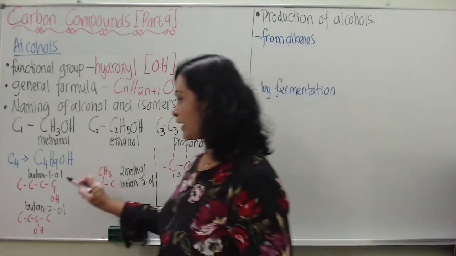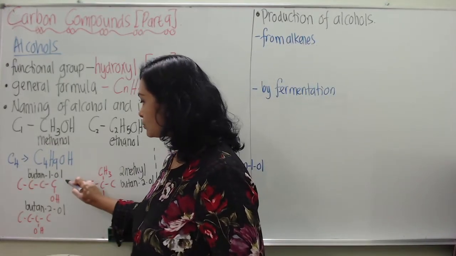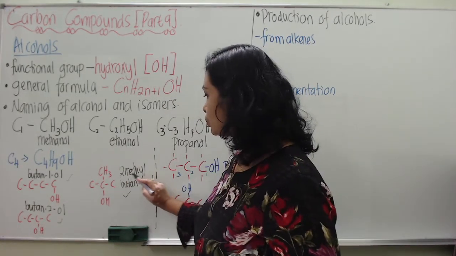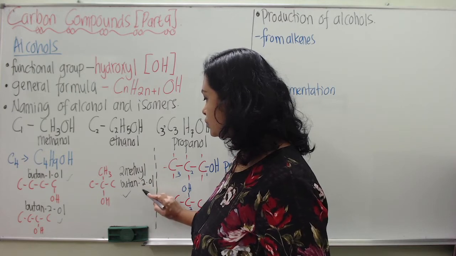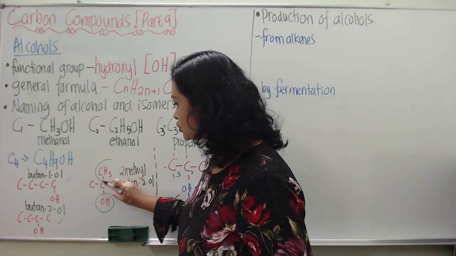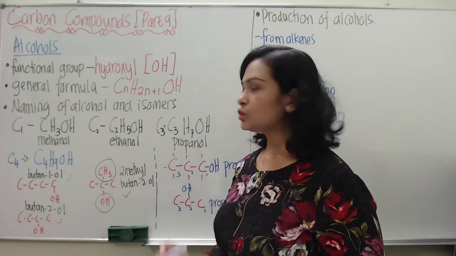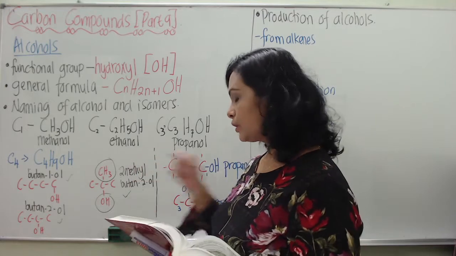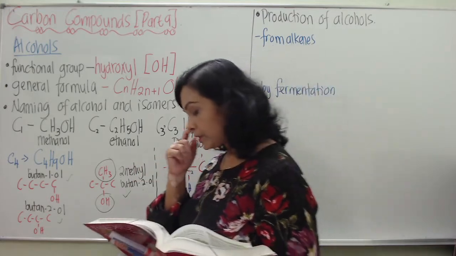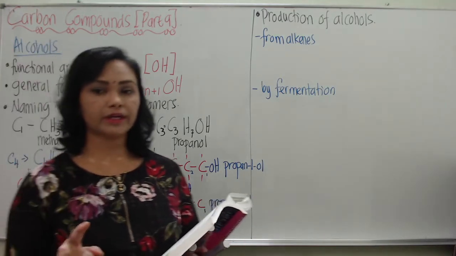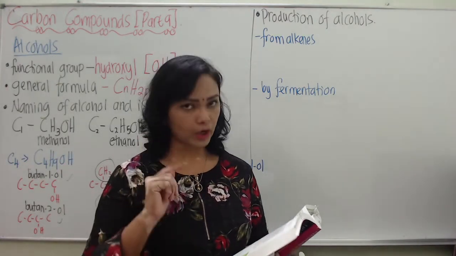So again, teacher highlighting, butanol has 1, 2, 3 isomers. 2-methyl butan-2-ol, OH at the second carbon, CH3 at the second carbon. So these are the isomers of alcohol, namely butanol. And please remember, the position of OH, hydroxyl, plays the priority on the naming of the alcohol.